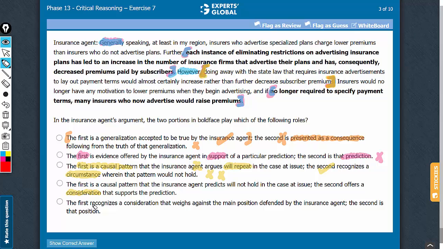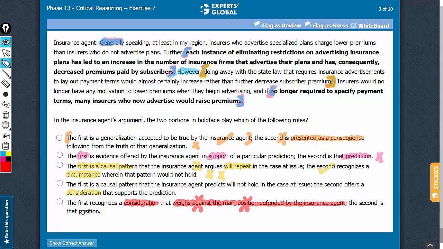A lot wrong with answer choice E here. The consideration suggested in the first boldface does not weigh against the main position defended by the insurance agent. See, the agent is not defending any position. The agent is saying that what generally happens is not likely to happen in this case. And it is not that the first boldface is a consideration that is weighing against the main position. It is the other way around. The main position is weighing against what generally happens.